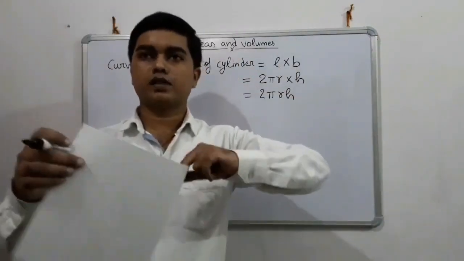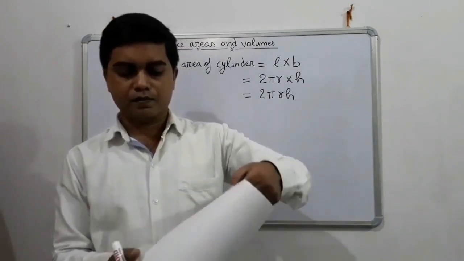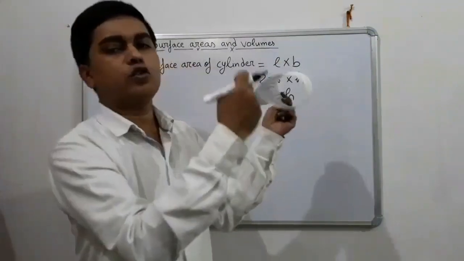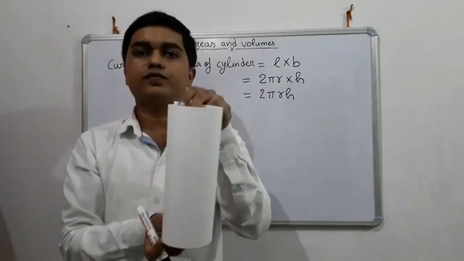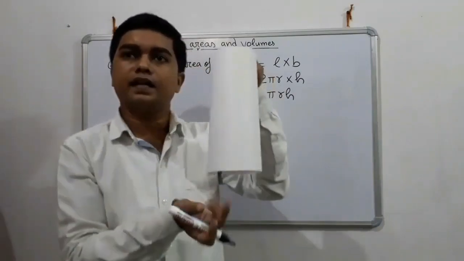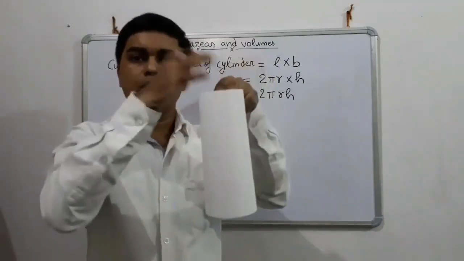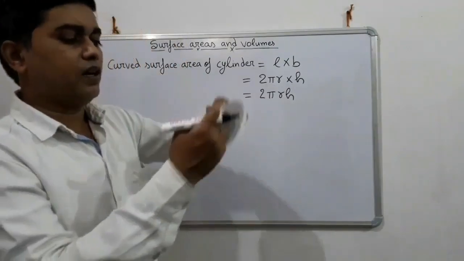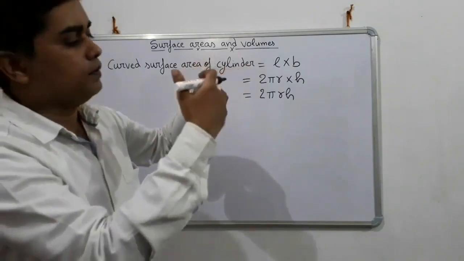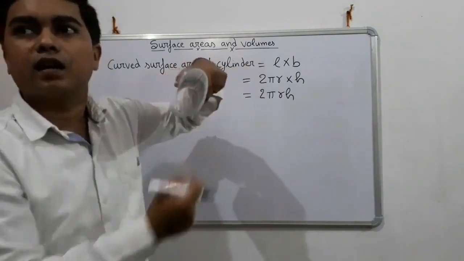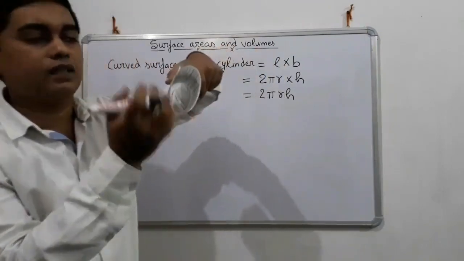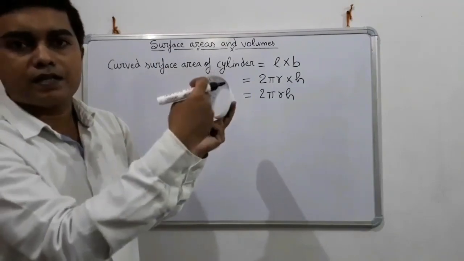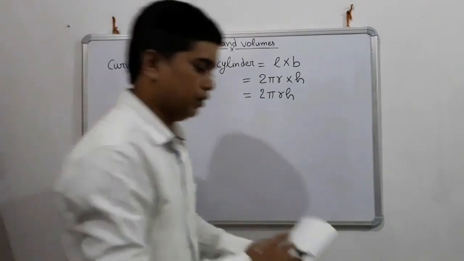Now we will find total surface area. So total surface area means, now suppose you have to cover its top and you have to cover its base, then you have to find the area of top and area of bottom. So see, if you will find the area of the top, then you will find the area of circle. And same for the base. If you are going to find area of the base, it means you are going to find area of circle.